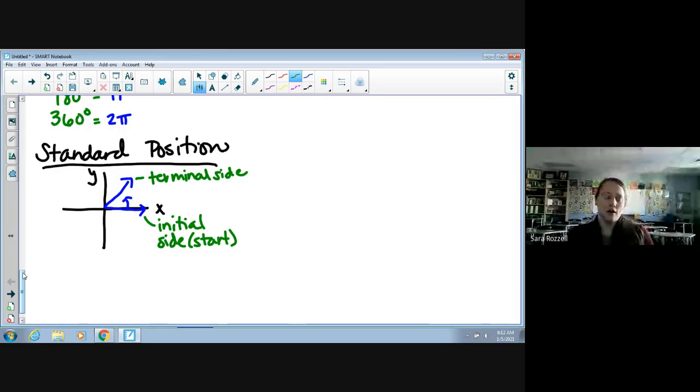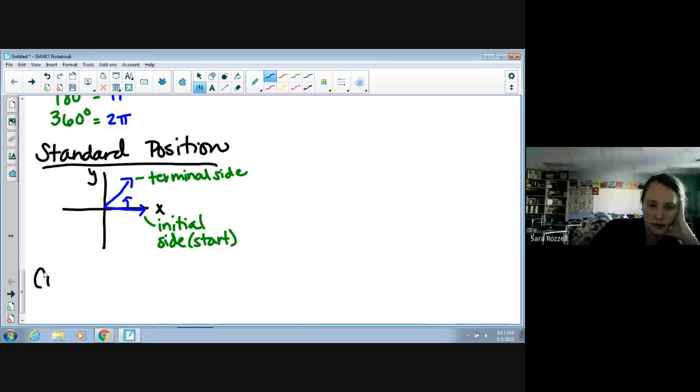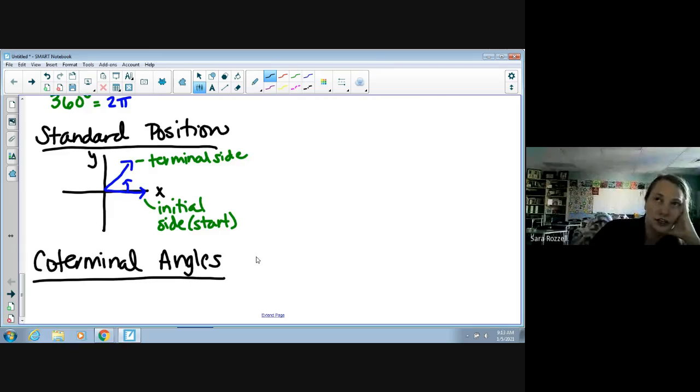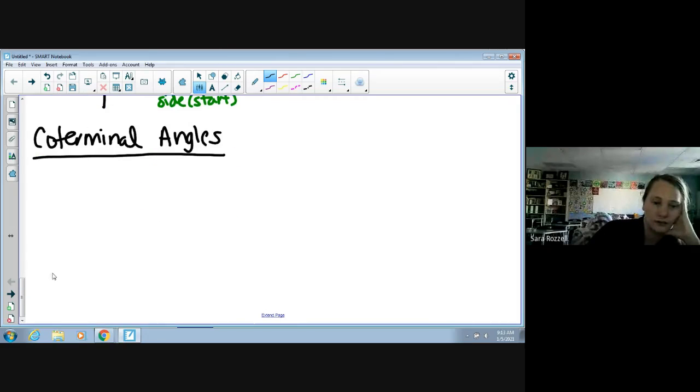All right. There are ways for us to represent the same initial and terminal side, but have different angle measures. That's called coterminal angles. Co means share, right? That prefix means that they share the same terminal side and the same initial side, but they have a different angle measure. So that's called a coterminal angle, and we'll be finding some of those. So they share the initial, they share the terminal, but they have different angle measures.